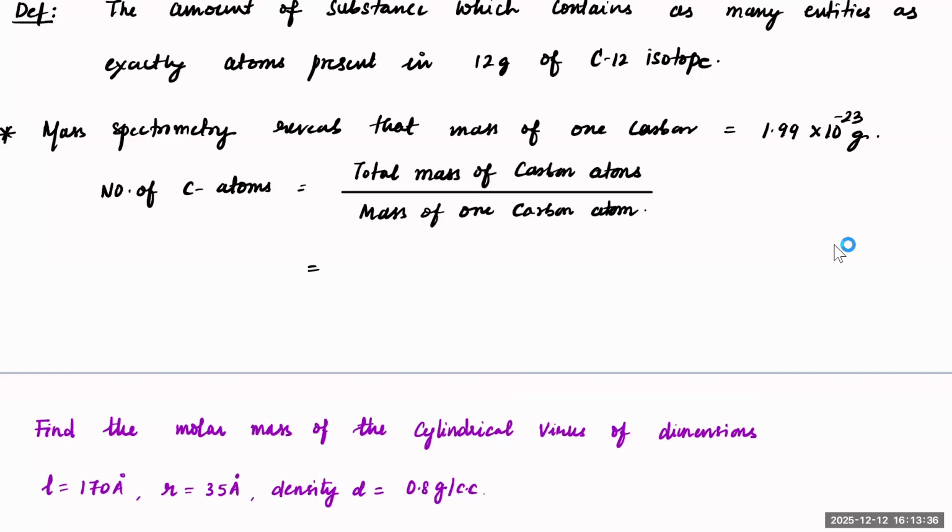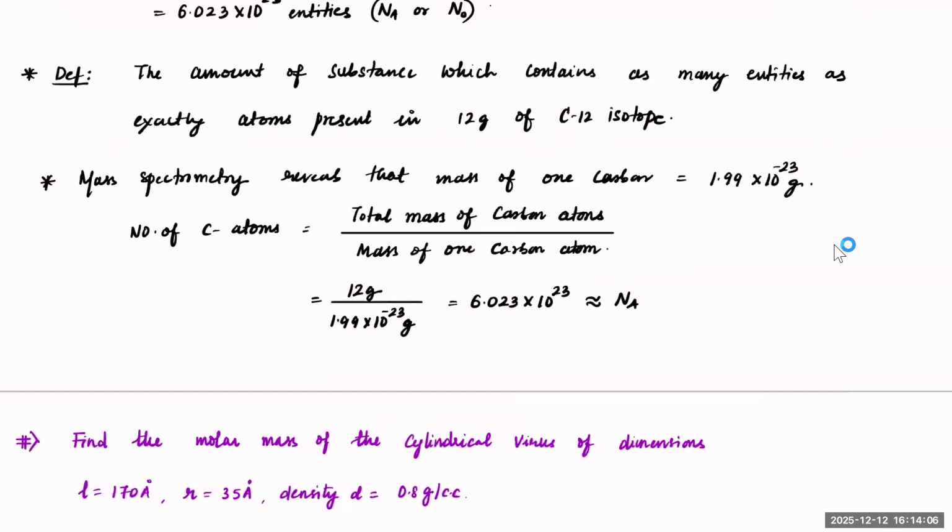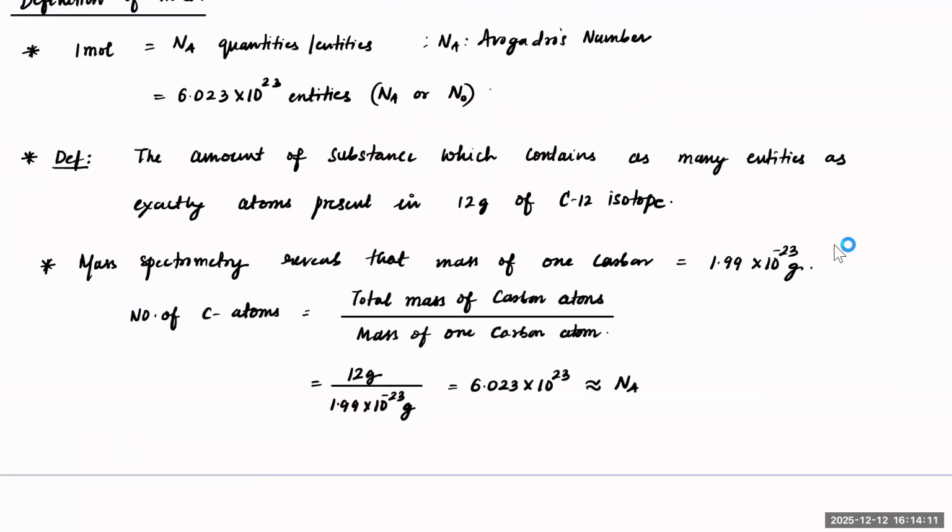So for example, if I take the total mass as 12 grams, that is what we have been defining, and that divided by 1.99 into 10 raised to power of minus 23 grams, which is the mass of one carbon atom, this value turns out to be 6.023 into 10 raised to power of 23, which we define as Avogadro's number N. This makes sense? Any doubt here? No, sir.